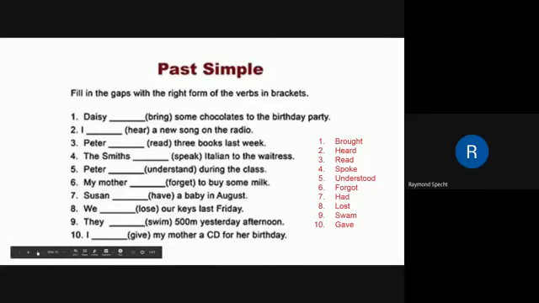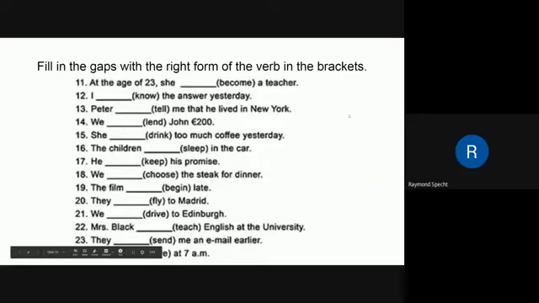All right, on to the next one. All right, and you're going to do the same thing. You're going to fill in the gaps with the right form of the verb. 5 minutes again.